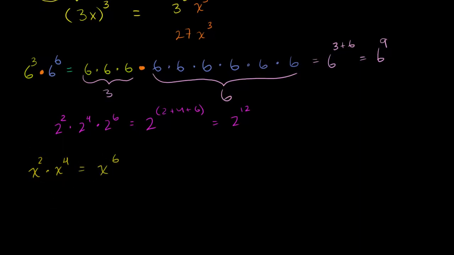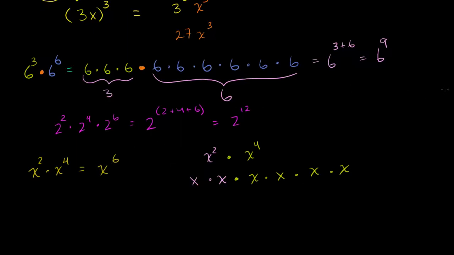And if you don't believe me, what is x squared? X squared is equal to x times x. And if you're going to multiply that times x to the fourth, you're multiplying it by x times itself 4 times. X times x times x times x. So how many times are you now multiplying x by itself? Well, 1, 2, 3, 4, 5, 6 times. X to the 6th power.